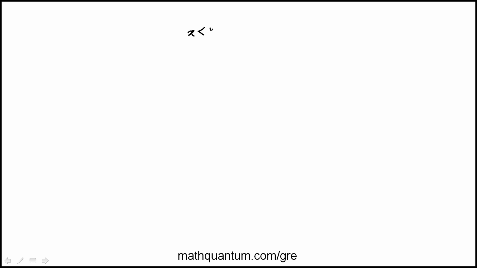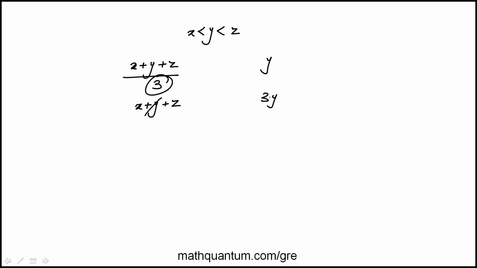So x, y, and z are real numbers in increasing order, and our quantity A here is their average, and quantity B here is the median. So this is kind of a classic question. I'm going to start by manipulating these expressions, so I can multiply both sides by 3. That doesn't change the comparison. 3 is a positive. And then I subtract a y, I get 2y.